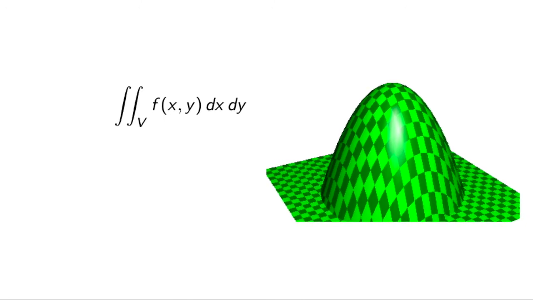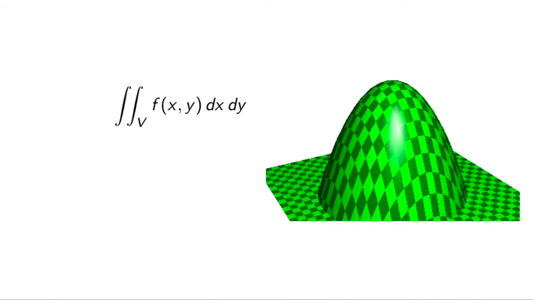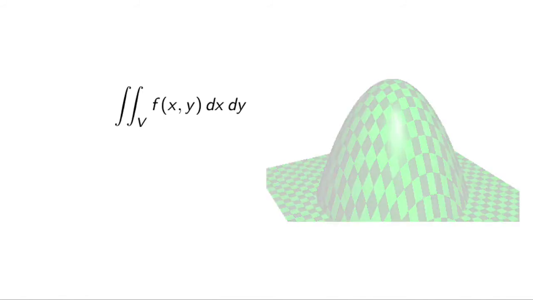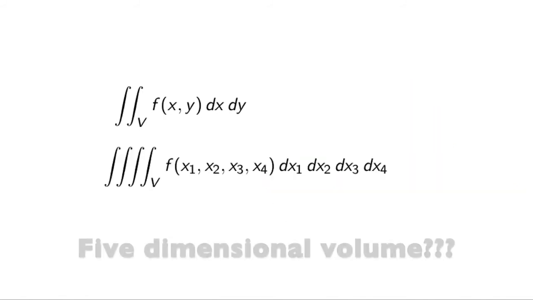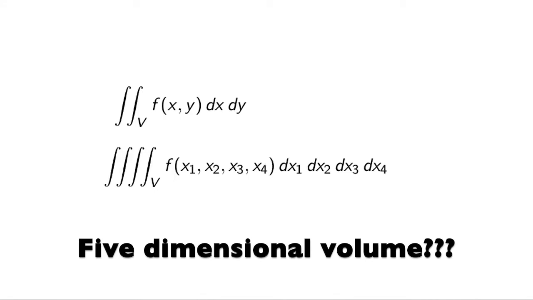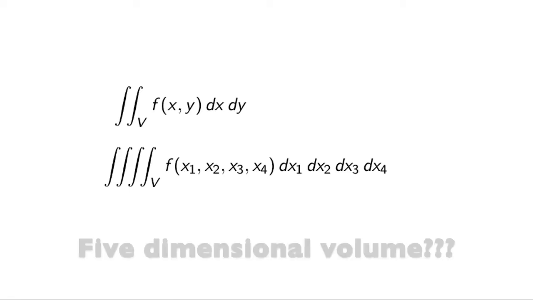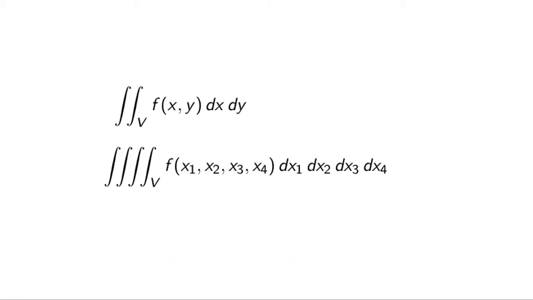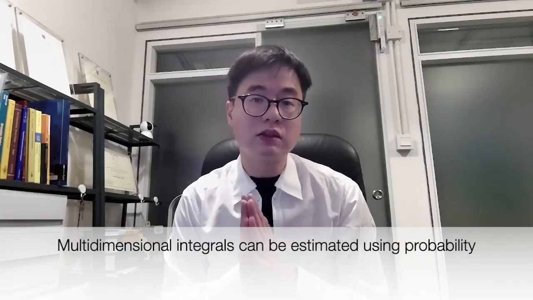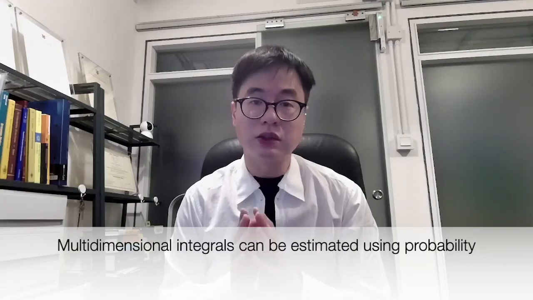You'll learn that integration, you can repeat it as many times as you want, such as this guy over here, which corresponds to some 5-dimensional equivalent of volume. So we don't really need to worry about what that is. We just need to know that this integral over here can also be estimated using probability. So multi-dimensional integrals can be estimated using probability.